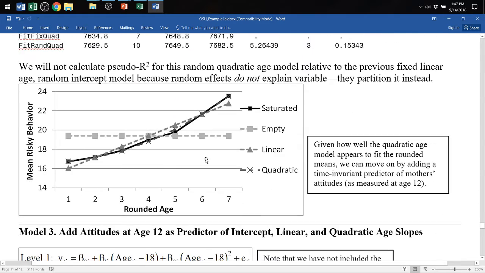All right. So there's my picture. This picture compares the models that we looked at with respect to the fixed effects, where the black line is the saturated means. So that is putting rounded age into the model. That's what we're trying to approximate. The empty model has only a fixed intercept, says there is no effect of time. Linear says that it would keep going at the same rate, and quadratic maps nicely on there, because I generated the data that way. I cheated. But it turns out simulated data are remarkably well behaved.